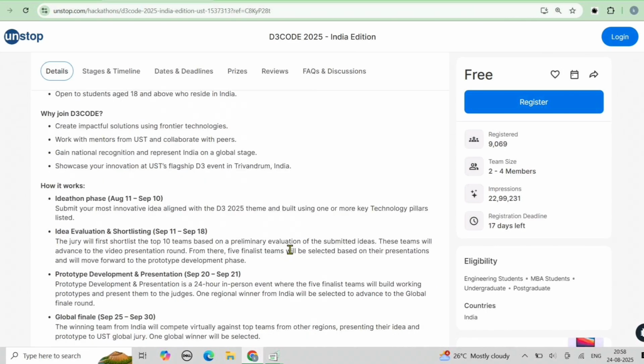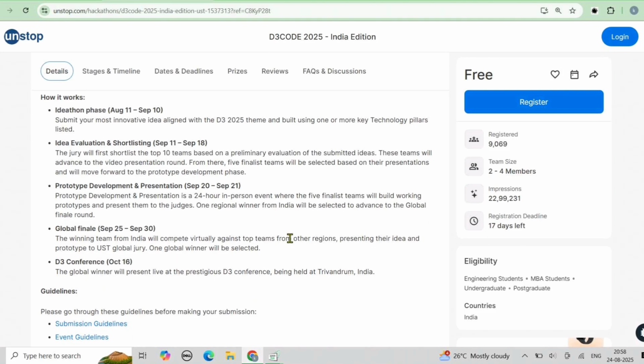Many of you may have the question of why you need to join D3CODE. Here are some solid reasons from my side. You will get to create impactful solutions using cutting-edge technologies, get mentorship from industry experts at UST, collaborate with talented peers, and win national-level rewards and recognition on a global stage.